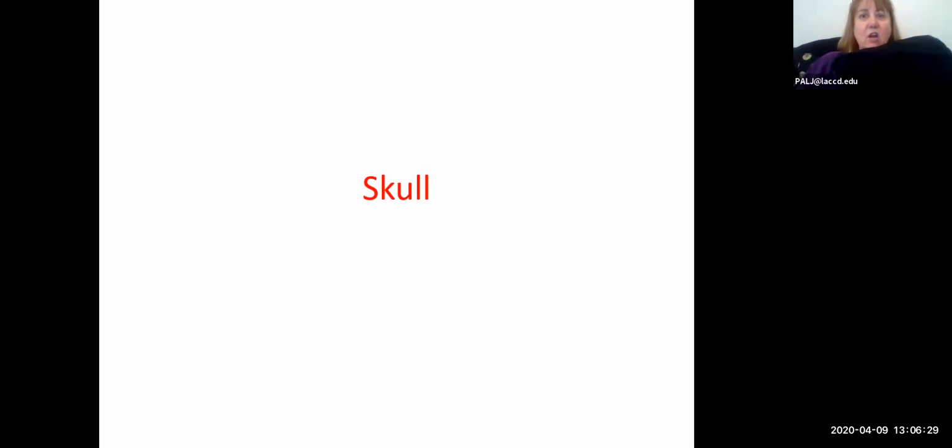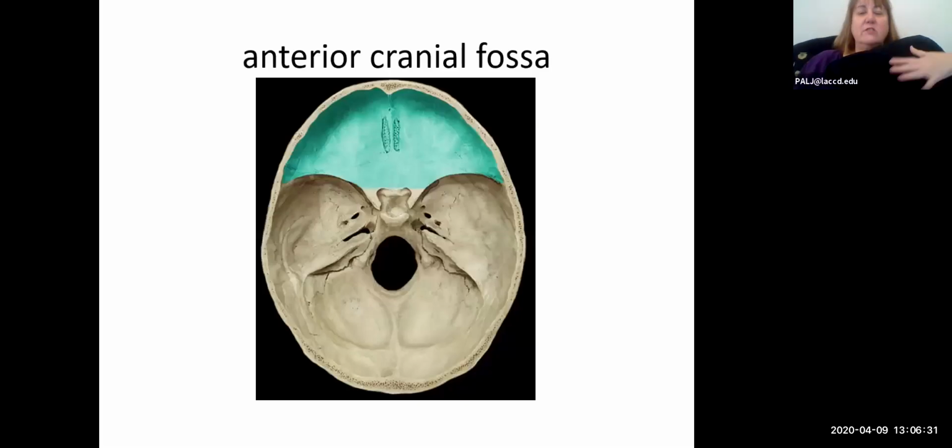So let's get started. Looking at the floor of the skull, perhaps you can notice that this part here is shallower, and then the middle part of the skull is deeper. And then as I continue posteriorly, this is even deeper. So it kind of goes like this to really deep. This most anterior portion is the shallowest portion, and this is known as the anterior cranial fossa. It's not formed by any one bone. There are multiple bones which make up the anterior cranial fossa.